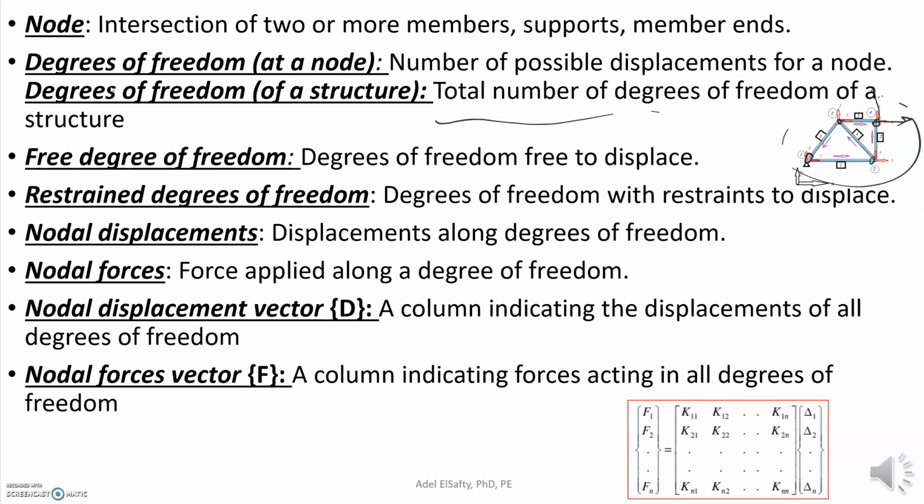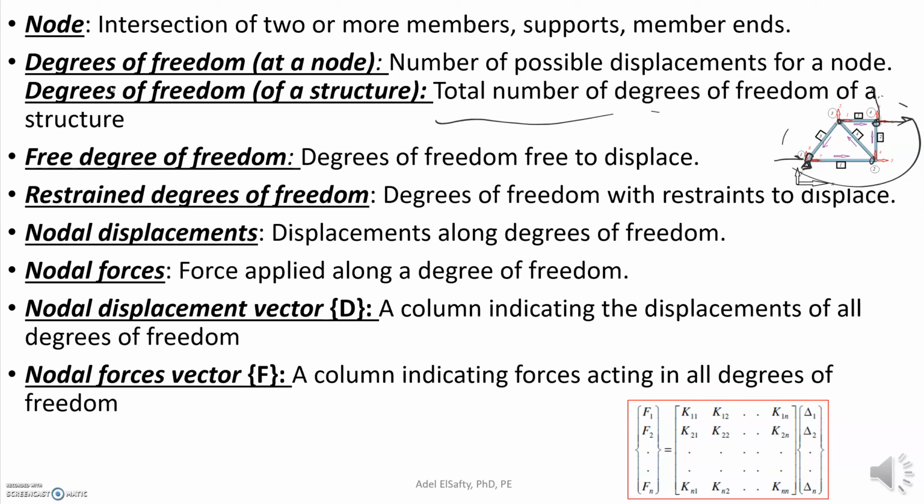And there are some restrained degrees of freedom. Restrained degrees of freedom, that means at a support, for instance. So this is a pin support that's restraining the horizontal and vertical movement. If you have a roller support, it is restraining one of the movements and allowing the other one.